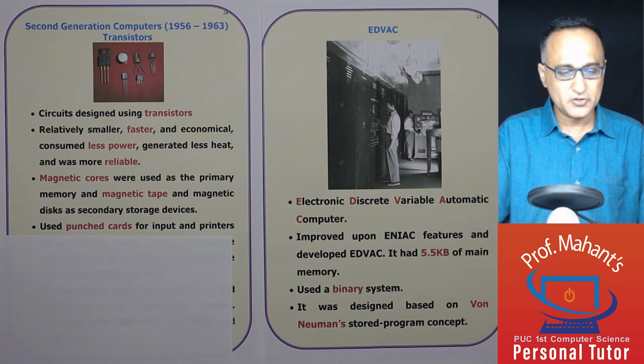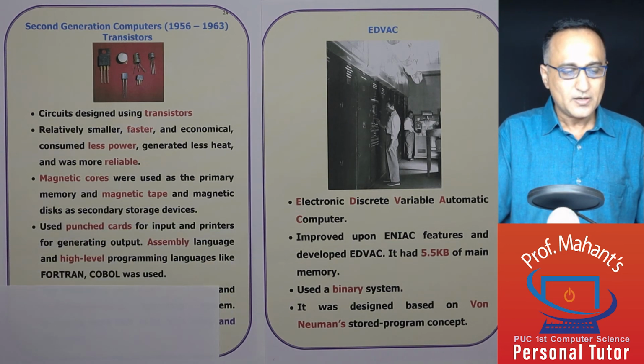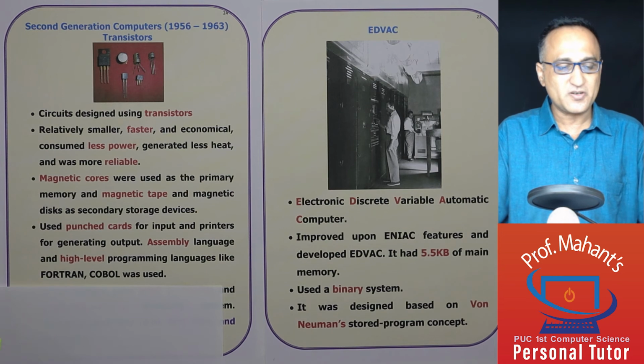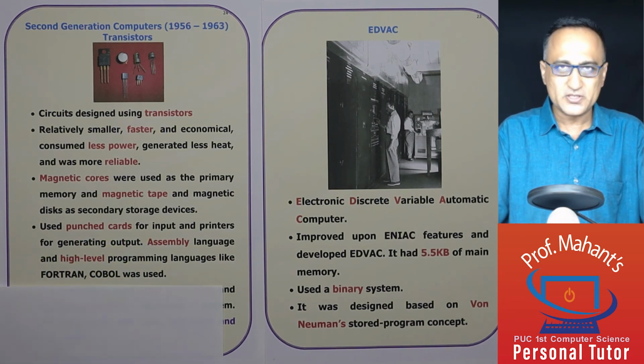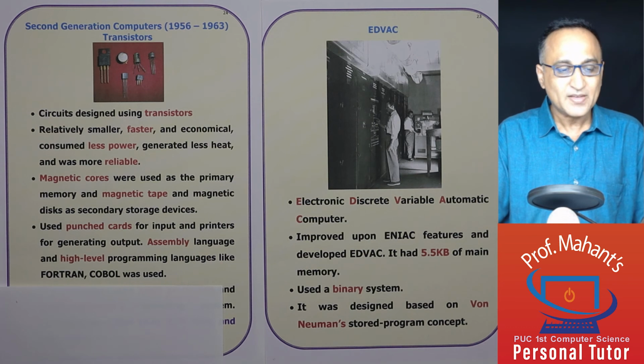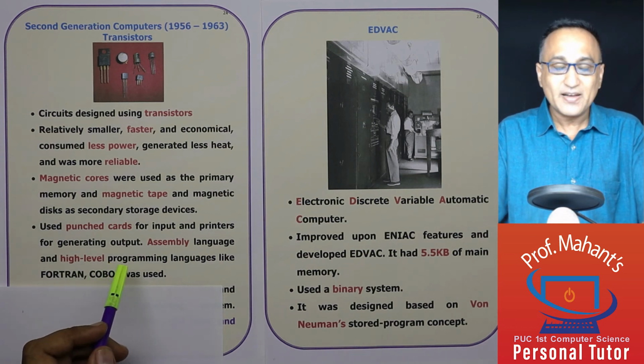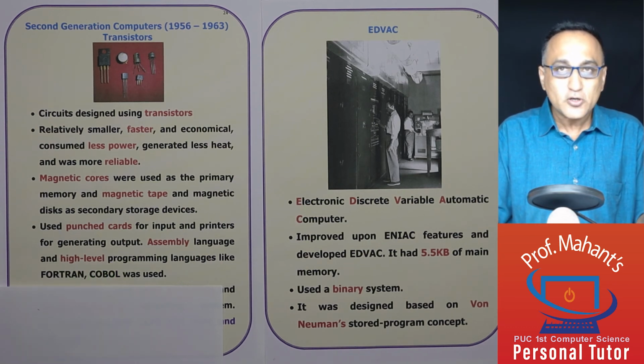Now, the changes that occurred compared to the previous generation were punch cards were still used for providing input and output was still through printers. But in place of machine language, assembly language started being used more widely. And after that, high level languages like Fortran and COBOL made their entry into the computer world.